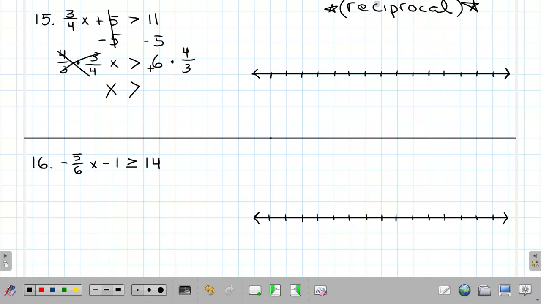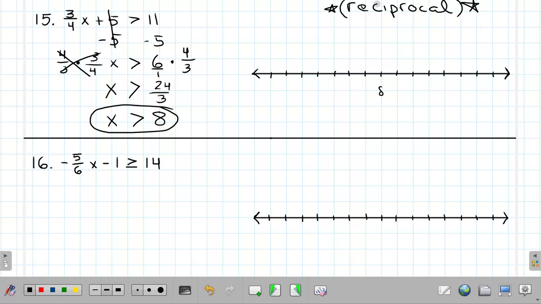Once again, we would go through and multiply out like this. So we'd make our whole number into a fraction. 6 times 4 is 24. 1 times 3 is 3. So we can simplify that. X is greater than 8.